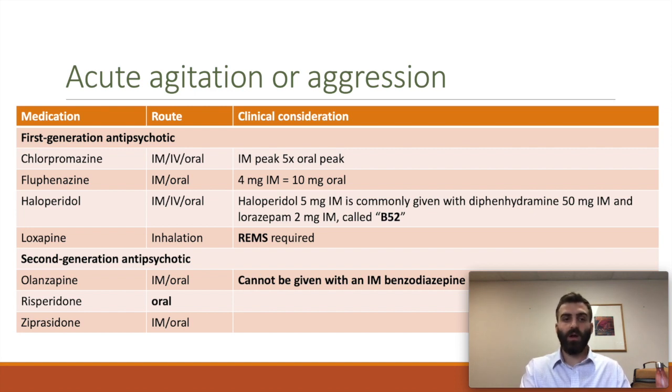Second generation, Risperidone is sometimes used, but this is only oral, so remember that. Even though there are orally disintegrating tablets, it's still oral. Olanzapine is probably the most commonly used here of the second generation, but remember that you can't give it with an IM benzodiazepine due to the risk of respiratory depression. So that takes away one other potential avenue. And ziprasidone, rarely used, but it does come as an IM option. I guess I shouldn't say rarely used, but sometimes less than some of the other options here.